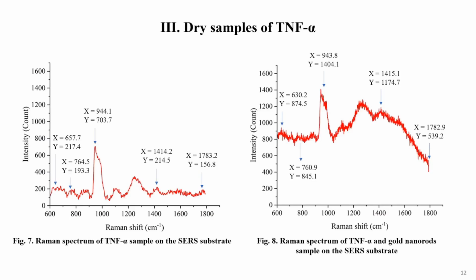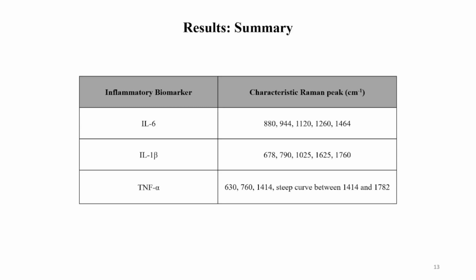Now talking about the final interleukin which I used, it was TNF alpha. So the peak here has lower intensity, but here when you see there's a steep curve. I could find the steep curve between 1415 to 1782 in every replicative experiment that I did. Now coming to the results part, this is basically summarizing all the characteristic peaks that I've mentioned.